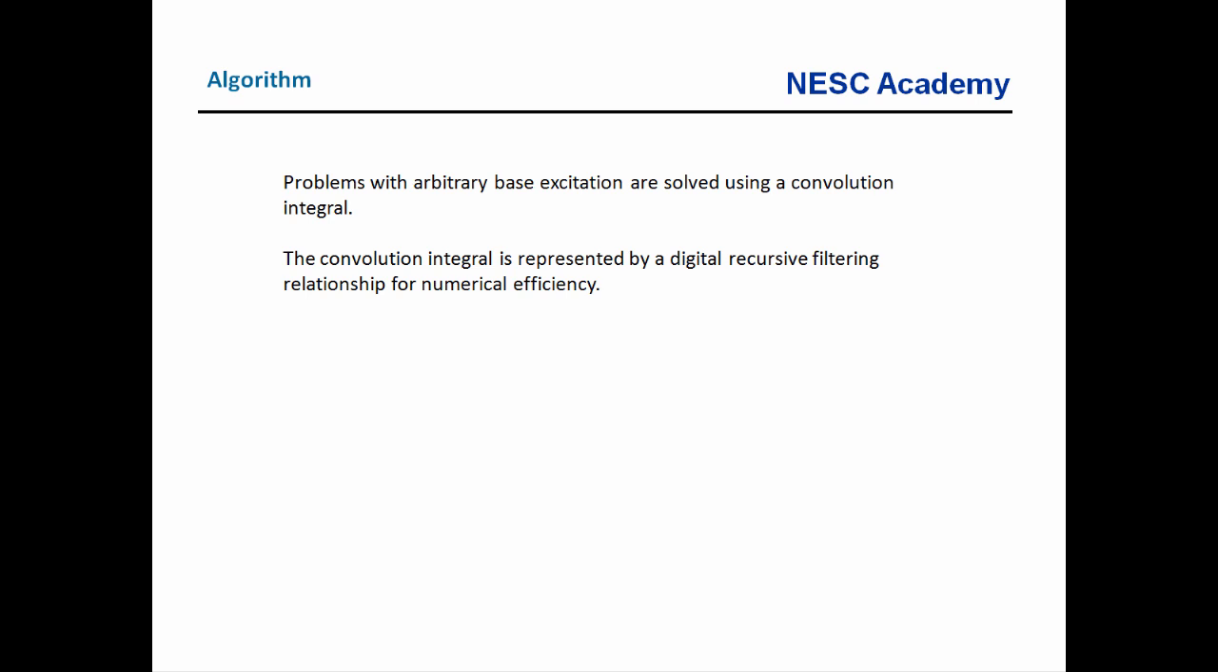Well, today we're talking about functions which can vary arbitrarily with time. In this case, in order to solve that second-order ordinary differential equation, we need to use something called a convolution integral, or some people might call it a Duhamel's integral. We've actually talked about this before in previous units. It turns out that the convolution integral is very inefficient to solve, so instead we transform it into a digital recursive filtering relationship, and this makes the calculation go much more quickly.